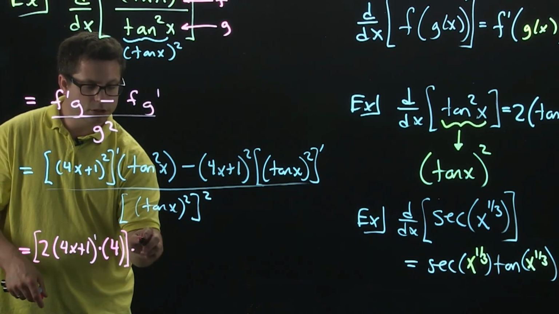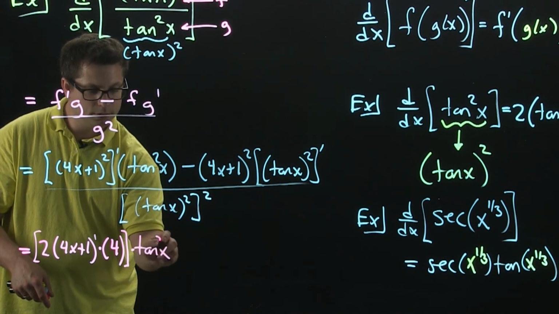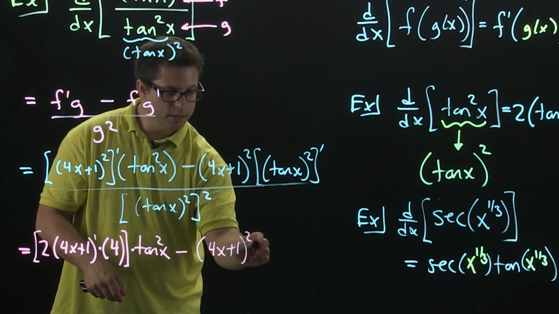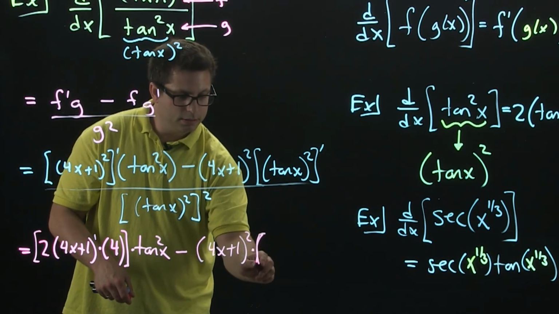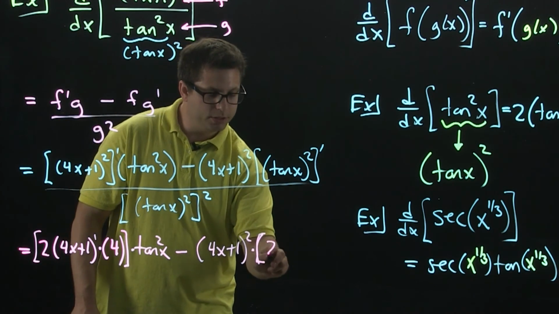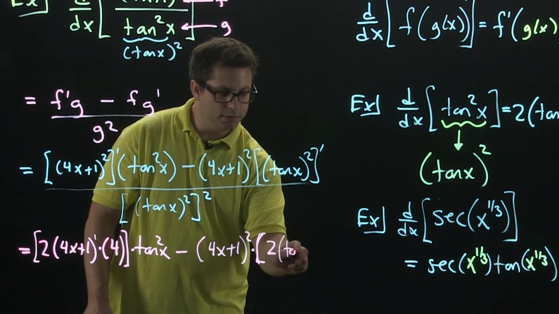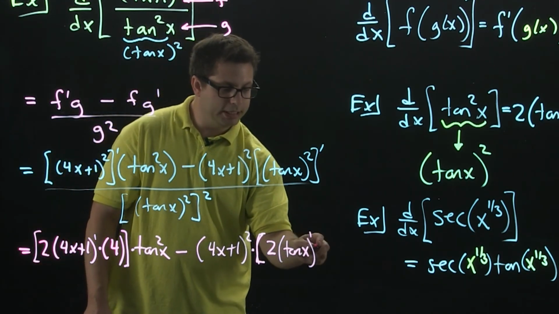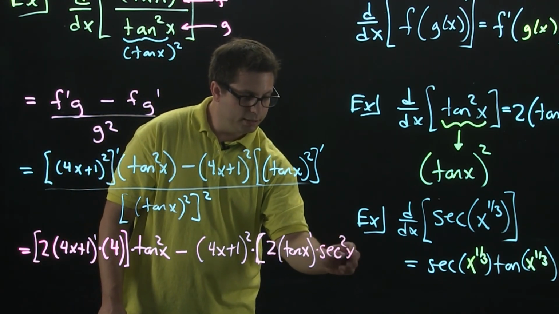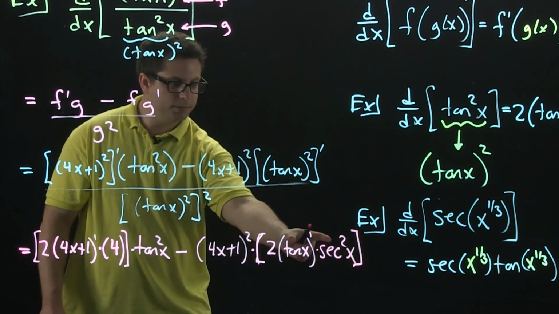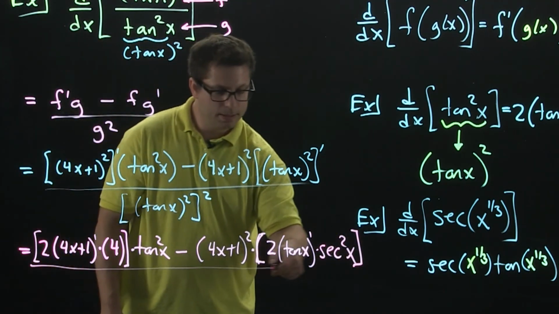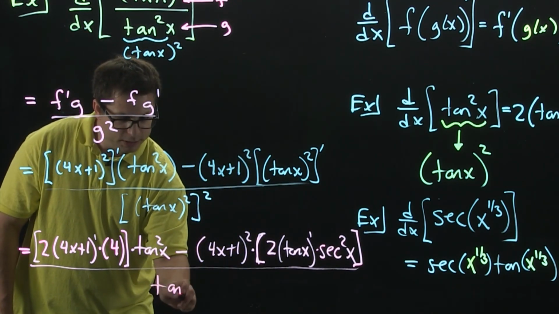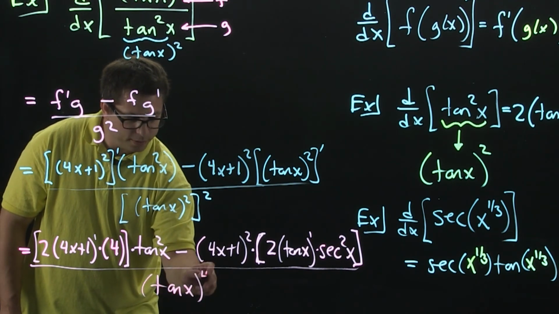We're going to leave g alone. Minus, okay, leave f alone. Derivative of tan squared, that will be the 2. All right, leave tangent alone. Subtract 1 off the exponent, you get 1. And then differentiate tangent, which is secant squared. So there's my g prime. And this is all over, now tangent squared is now tangent to the 4th.